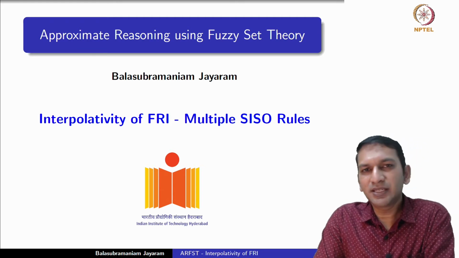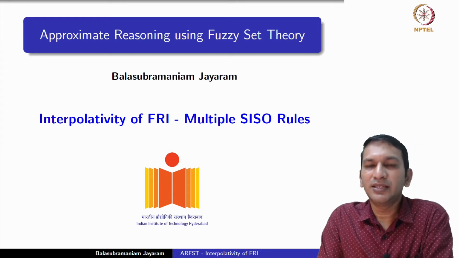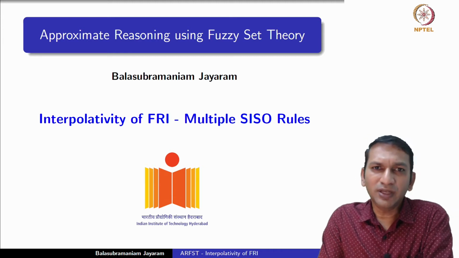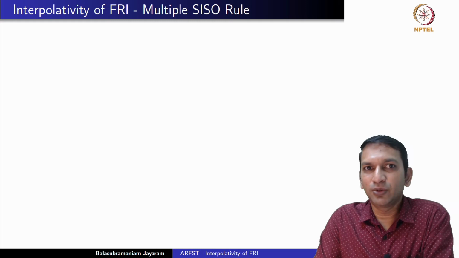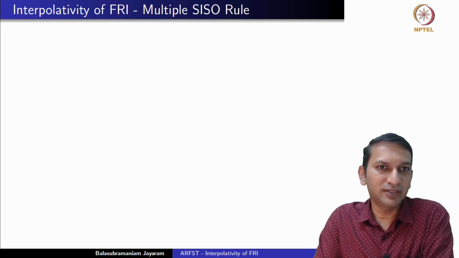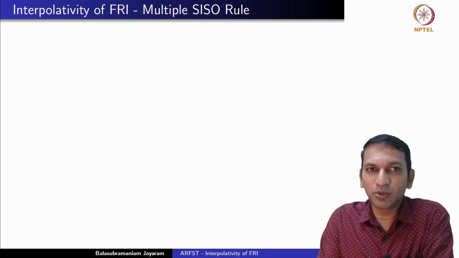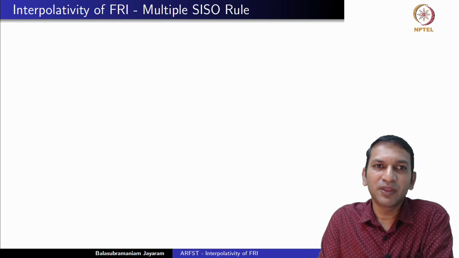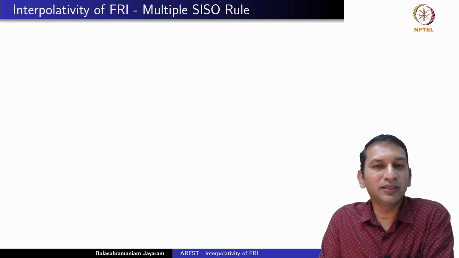We began by discussing the interpolativity of FRIs in the presence of a single input, single output rule. We saw that a couple of functional inequalities played a role in ensuring interpolativity. Of course, a single rule cannot capture the working of an entire system. We need multiple rules. So, of course, we need to discuss the interpolativity in the case of multiple SISO rules. The case of a single SISO rule was only a stepping stone towards our quest in exploring the interpolativity of an FRI in the presence of multiple SISO rules.